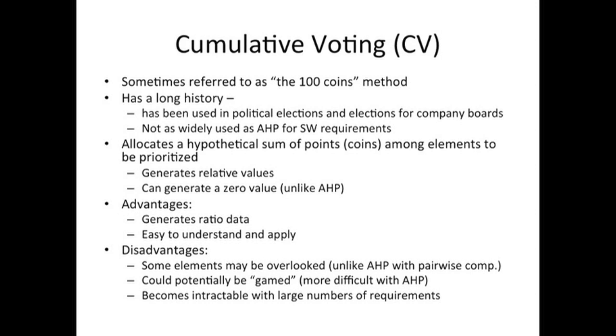But some of the disadvantages are that if you have a lot of items to prioritize or to allocate, some elements can get overlooked. This is not the case with AHP, where because of the pairwise structure of AHP, you have to compare every item with every other item. It could conceivably be gamed. You can game the system, as you can see, by withholding allocations or recognizing that you can give more of your coins to one thing than another thing. That's more difficult to do with AHP because it forces you to compare on a much more granular level. And also, as with AHP, it becomes kind of unworkable and intractable when you're dealing with a really large number of requirements. So let's get into this.